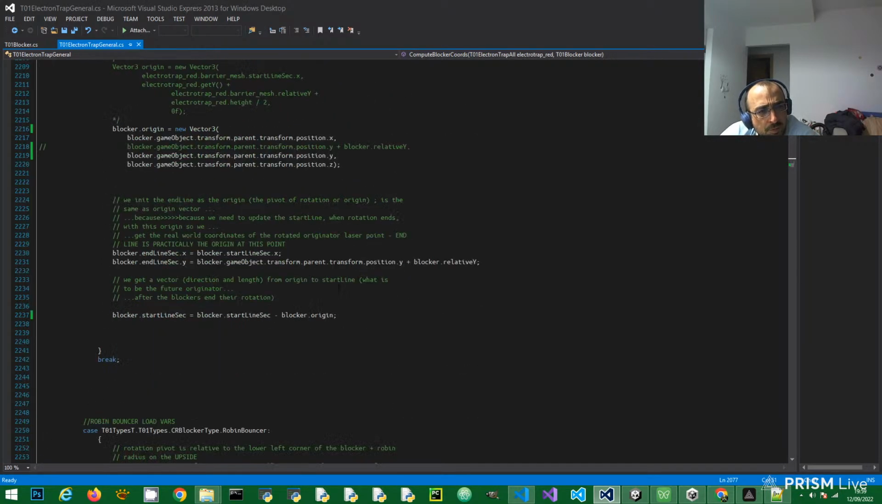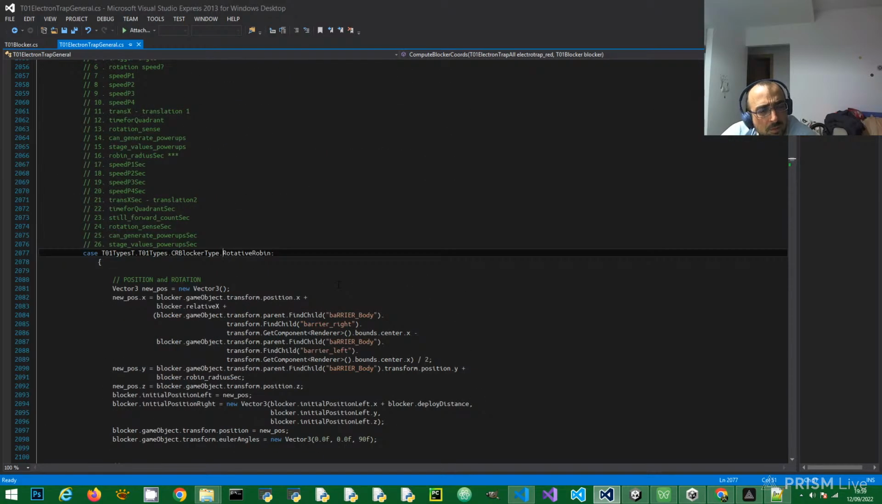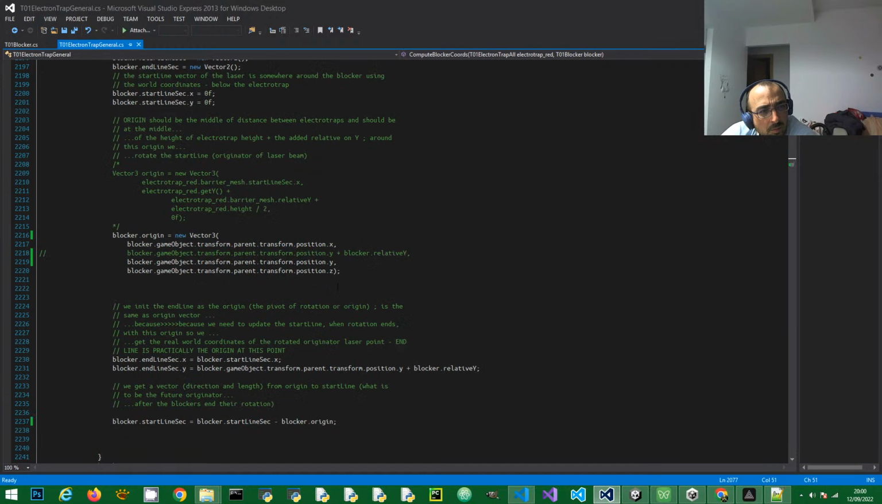Maybe the origin point is not good. Where do we set it? Rotative rubber. X, Y, Z. X, Y, Z.